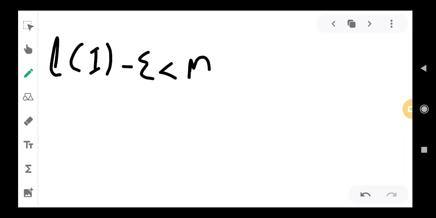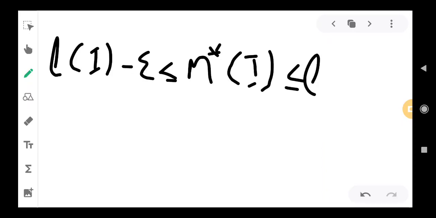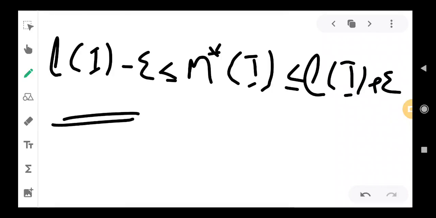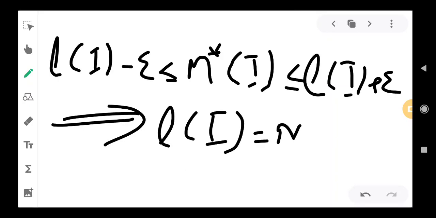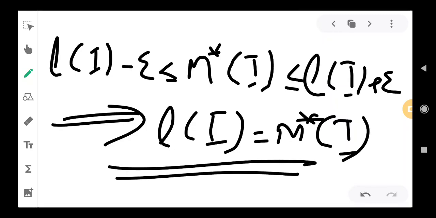That is, we have reached the inequality length of I minus epsilon is less than or equal to m star of I, less than or equal to length of I plus epsilon. So it holds for any epsilon greater than 0, implying that length of I is equal to m star of I. Thus we have proven it for bounded interval.